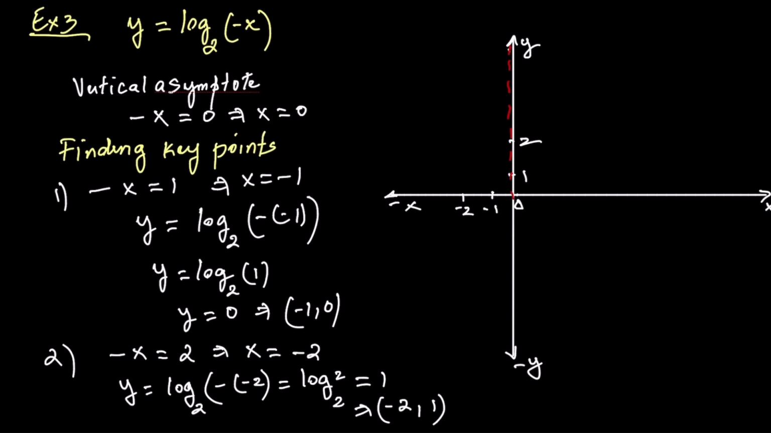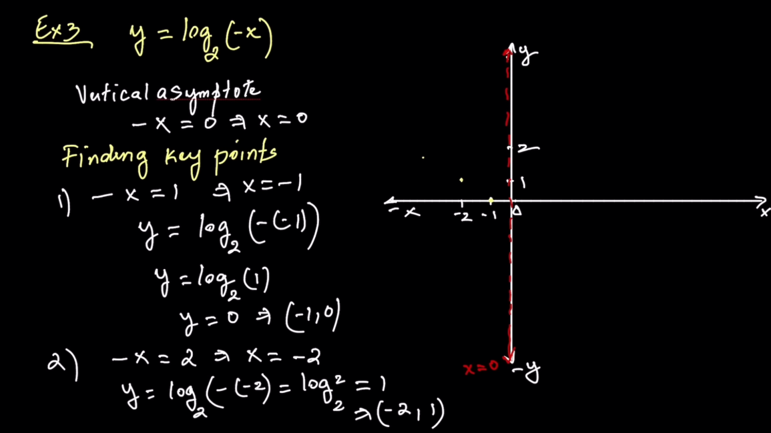Now let's do the graph. First, draw the vertical asymptote x equals 0, which is the y-axis. Plot the 2 points we found, (-1, 0) and (-2, 1). The graph starts in quadrant 3, where both x and y are negative, and moves through quadrant 2, where x is negative and y is positive. The domain is negative infinity to 0.